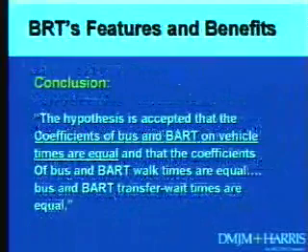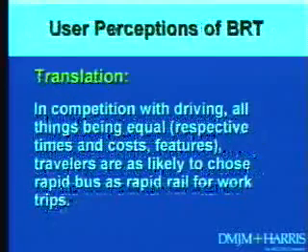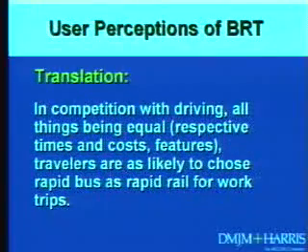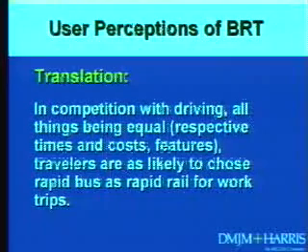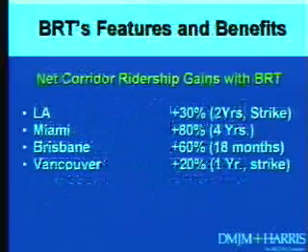So their conclusion was that the coefficients were the same. Now, there's a lot of people that dispute that, but they don't have Nobel Prizes either. So translating that, this is what it says. Competition with driving, all things being equal, times cost, features, comfortable, on time, fast. Travelers are as likely to choose rapid bus as rapid rail for work trips. But it's got to be comparable.